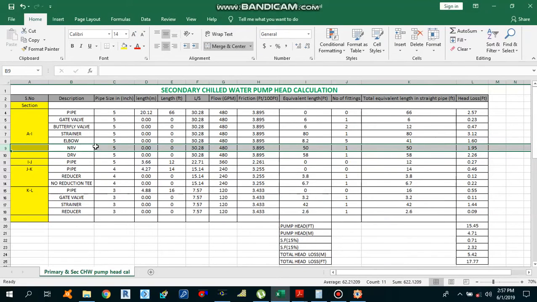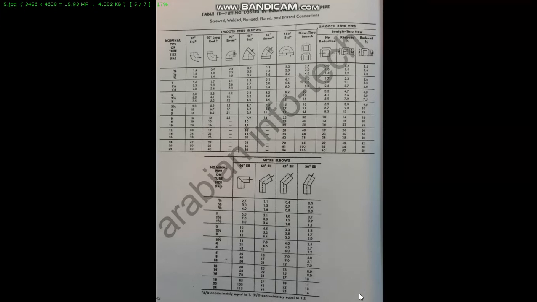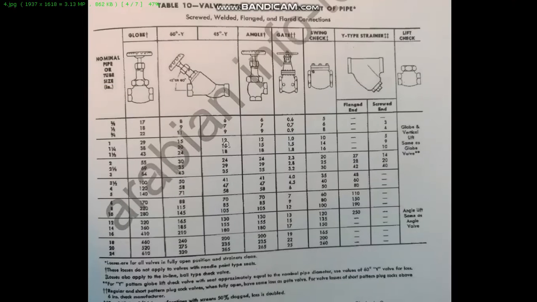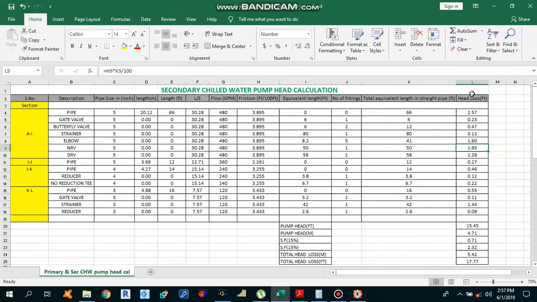Now the next fitting which we have over here is the NRV, non-return valve, or the swing check valve, that is 5-inch pipe size. So let's move back to our chart to get the equivalent length for this NRV. As you can see, this swing check valve here, 5-inch pipe size. So move to the right side, 5-inch pipe size with the swing check valve. How much is the equivalent length? That is 50 over here, so we can use this 50. You can see that the number of fittings we have is 1 and the equivalent length is 50. Same way you can get the head loss.